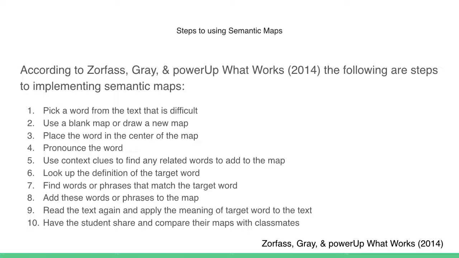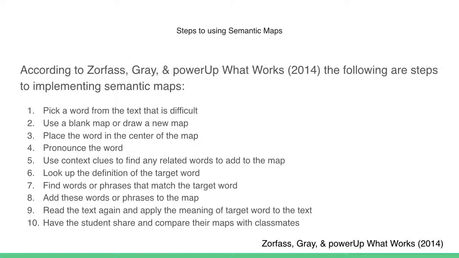So if the child is having difficulty with the word retriever, for golden retriever, we would have them place the word in the middle of the map, then pronounce the word retriever, and then we would use all the context clues. The next step is to use the context clues to find any words that are related to that word, and add them into the webs of your map.